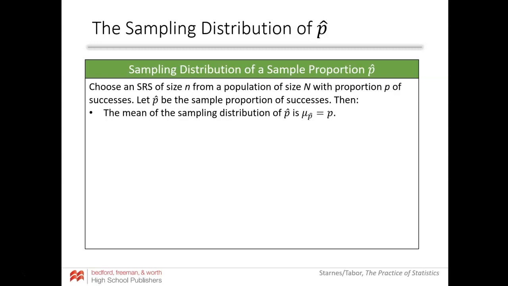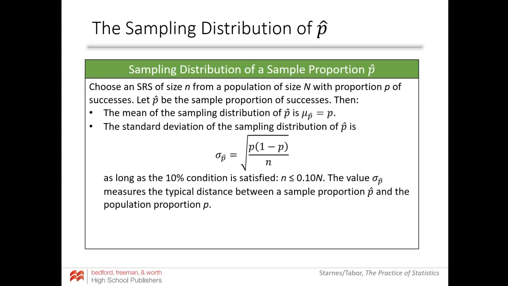So hang with me. The mean of the sampling distribution for p hat is the value of p from the population, the proportion of success. The standard deviation is calculated by, and I'm going to start calling these successes and failures because that's going to help us later, the square root of success times failure divided by n. Now, this formula can only be used if something called the 10% condition is satisfied. So basically it says that your sample size has to be less than or equal to 10% of the entire population. So your sample size can't be so large that it's going to screw up your formula, basically.